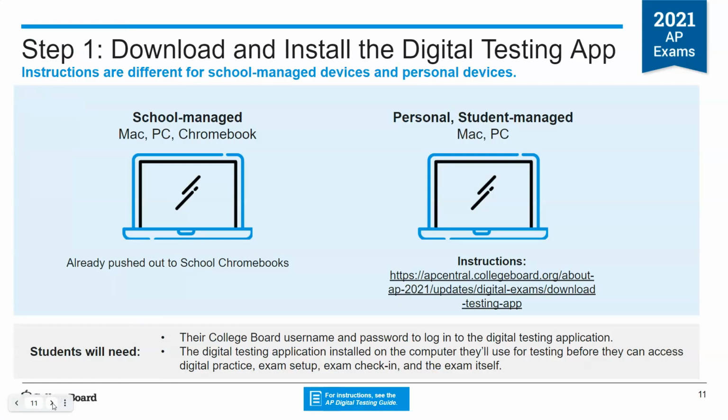Whichever computer you do decide to use, you need to do all 4 steps on the same computer. So you can't do the first step on your Chromebook and then decide to use your personal computer and try to go on and do steps 2, 3, and 4. You have to do all 4 steps on the same computer.